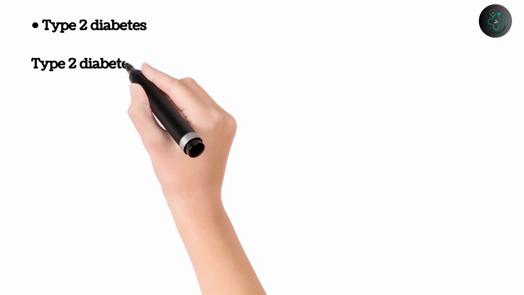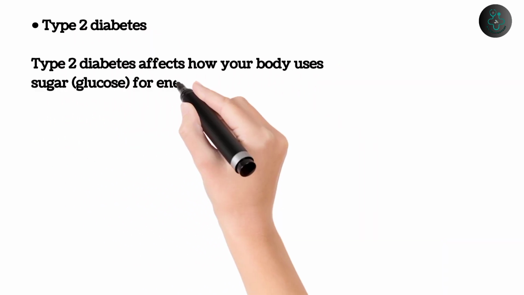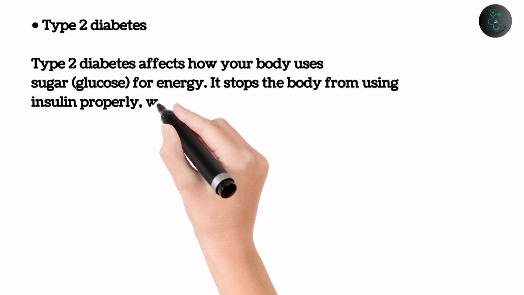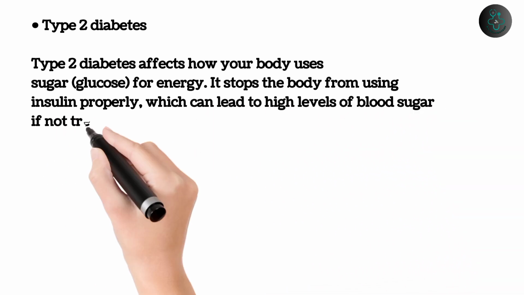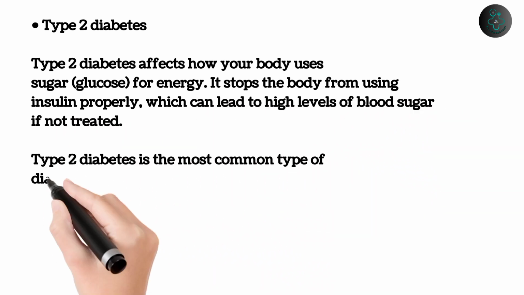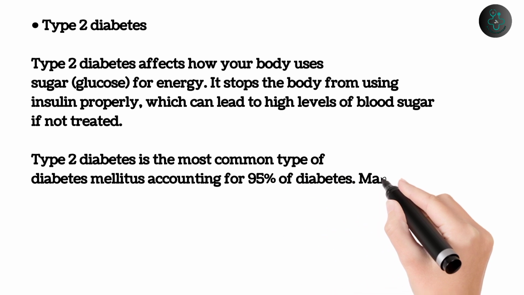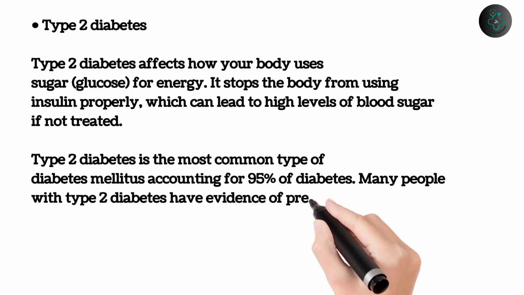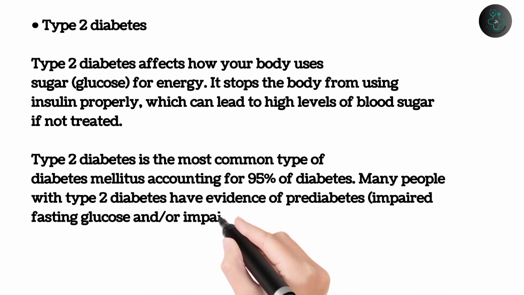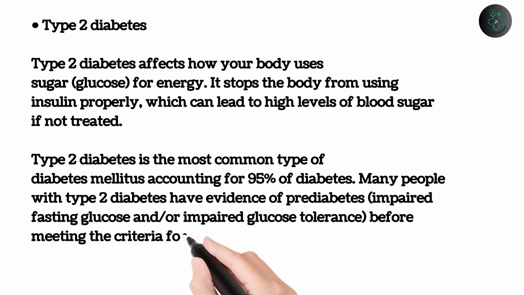Next is type 2 diabetes, the most common one. It affects how your body uses sugar, glucose, for energy. It stops the body from using insulin properly, which can lead to high levels of blood sugar if not treated. There is a very thin line between pre-diabetic and type 2 diabetic.